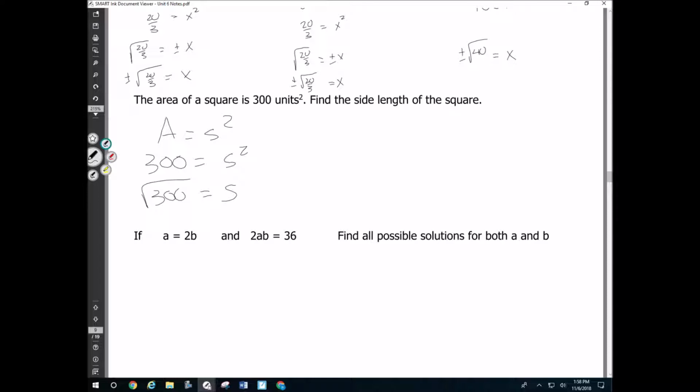Okay, the next problem is similar to a CLEP type problem when it relates to this. If A equals 2B and 2AB equals 36, find all possible solutions for both A and B.